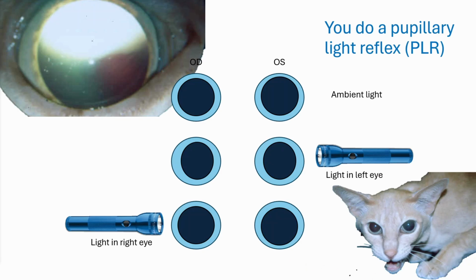Both the pupils were mydriatic. But when a bright light was shone in the left eye, you got a very small pupillary light reflex, which was direct and consensual. When a light was shone in the right eye, then we got nothing. And this was really a very tiny pupillary light reflex, so it was still regarded as abnormal.